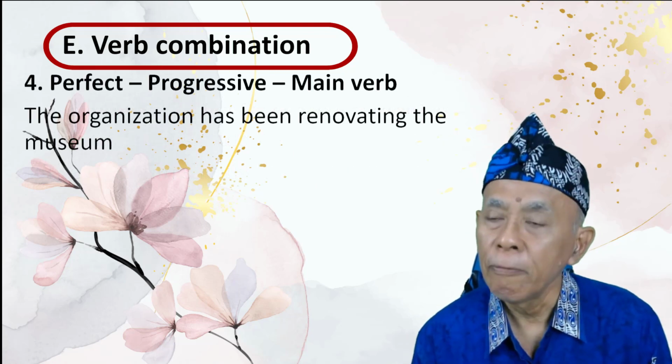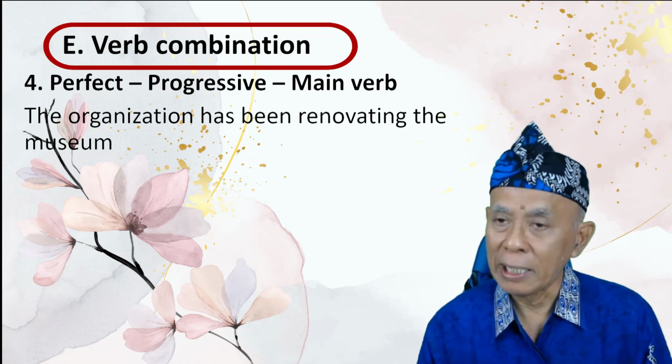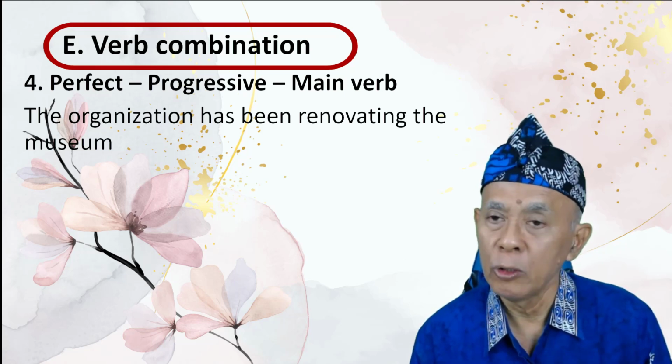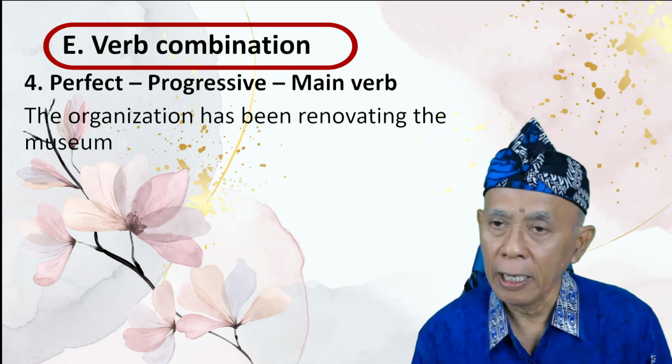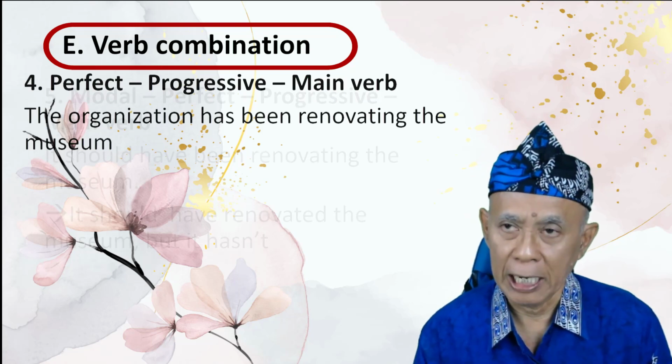The fourth combination is perfect, progressive, and main verb. We have the organization has been renovating the museum. Has here is perfect and been is progressive, and we have the -ing form because this is progressive.